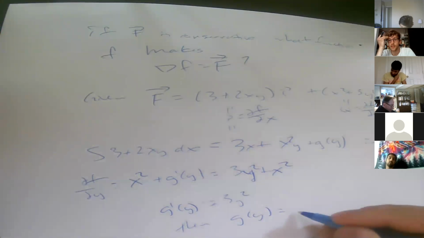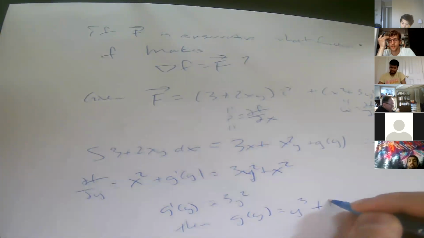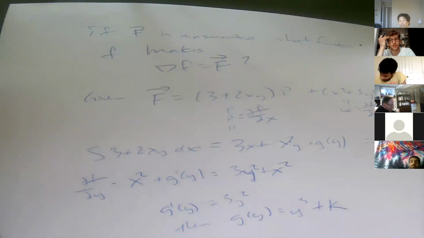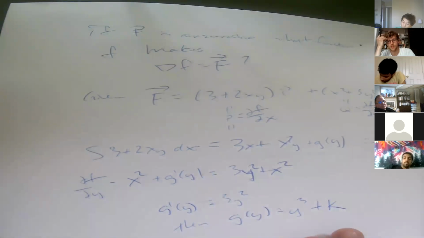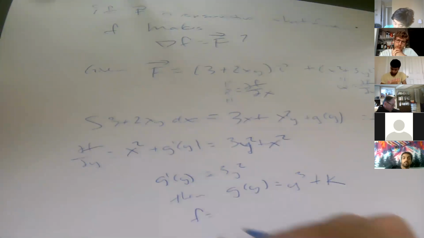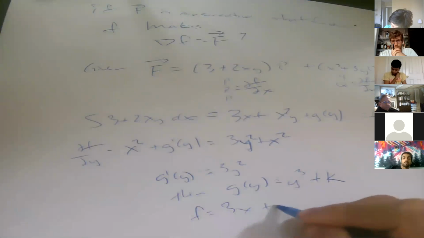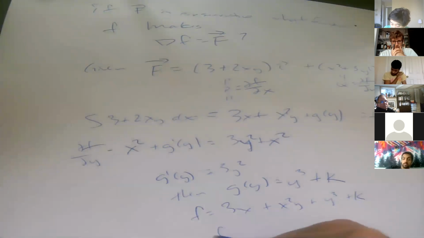Y to y cubed, y cubed plus g prime of x, or a constant. This has no x's in it. That's a pure constant. This is now just a constant because I know that g right here can't have any x's in it. Right? So my f function is 3x plus x squared y plus y cubed plus any constant k.